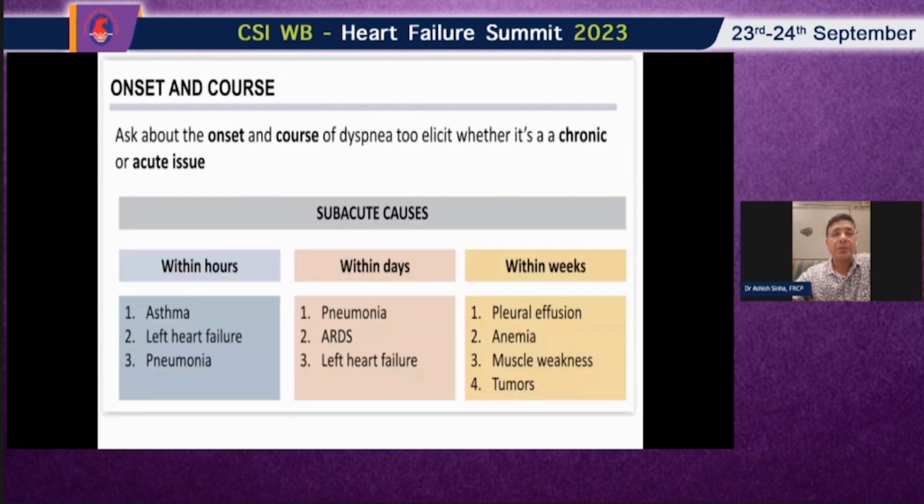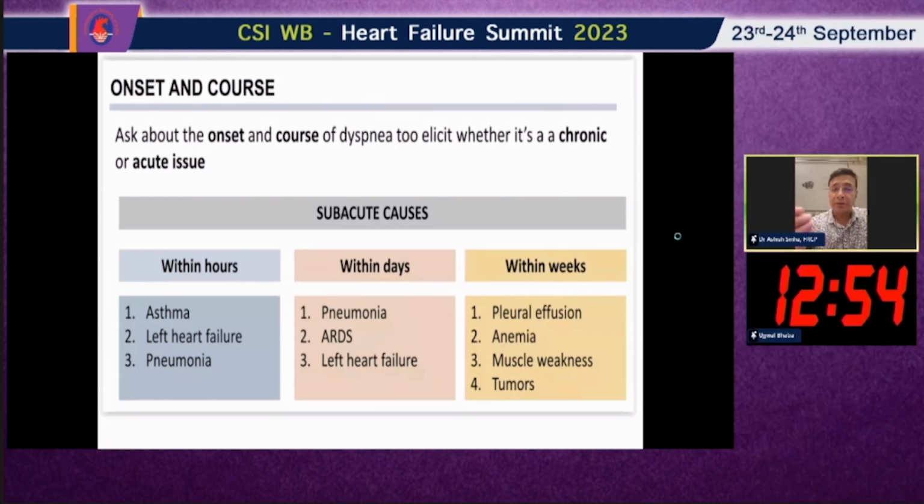Next slide, please. This one is the onset and the course. Whenever we get a patient, we always ask whether it's acute or chronic. Subacute is another one, where we ask whether the dyspnea has happened within hours, days, or weeks. If within hours, we should think of situations like asthma, left heart failure, and pneumonia. If within days, we should keep in mind pneumonia, ARDS, and left heart failure. If it has been going on for certain weeks, we should think about pleural effusion, anemia, muscle weakness, and some tumors.